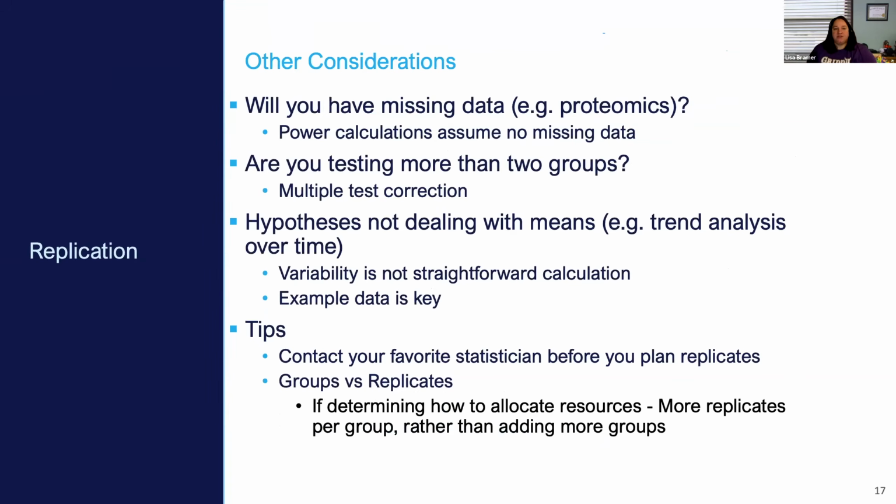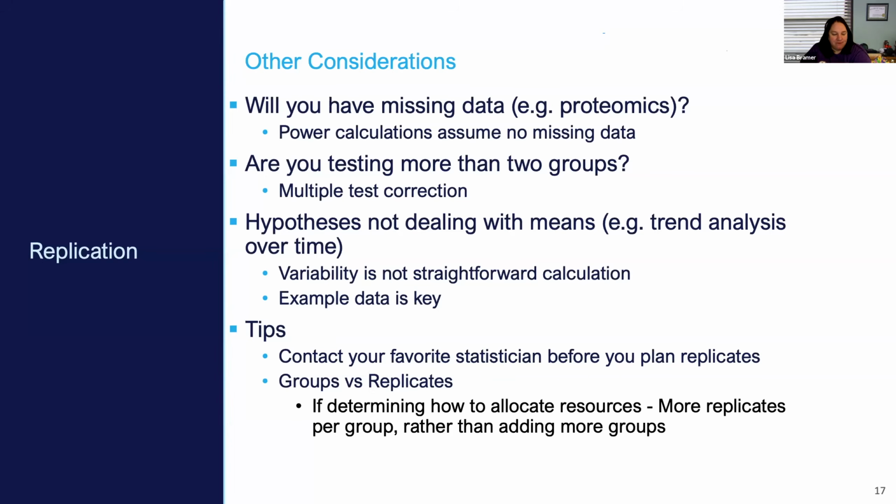The other things you should think about and talk to folks about is, are you going to have missing data? For example, with proteomics data, it's quite common to have samples and values that go missing for various reasons, either below the limit of detection or other issues. All power calculations assume that you have no missing data. As I mentioned, are you testing more than one biomolecule? It goes the same way. Are you testing more than 2 groups? You might need to consider multiple test corrections. And if you're testing hypotheses that aren't dealing with straightforward things like means and proportions, let's say you're doing trend analyses over time, variability is really not a straightforward calculation, and having example data is key.